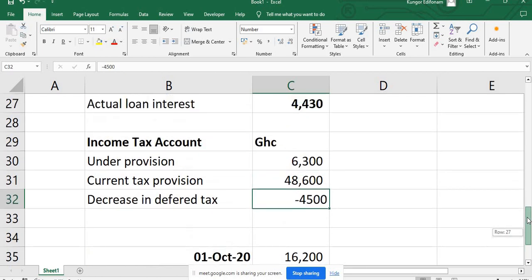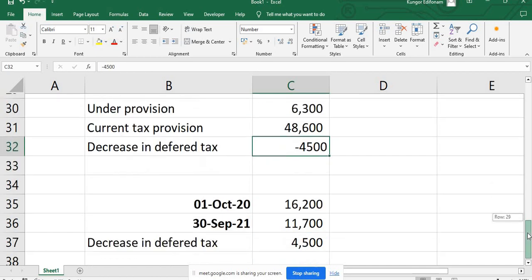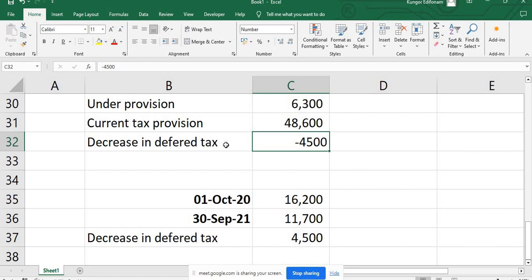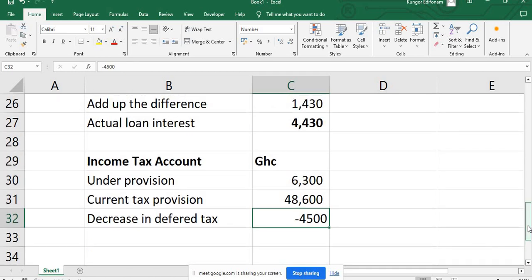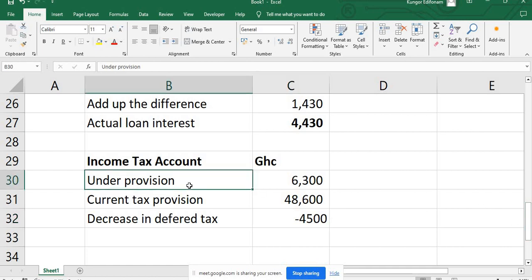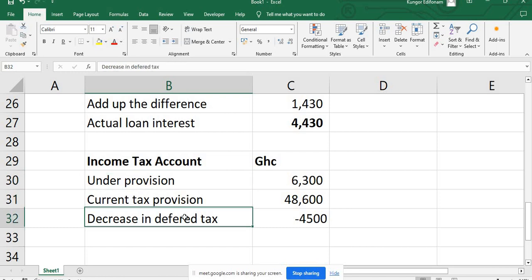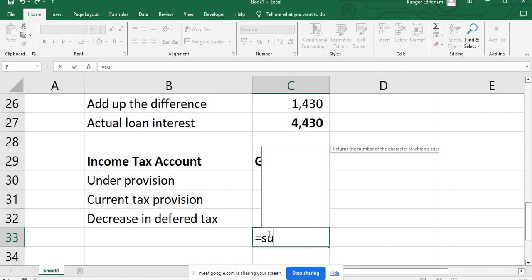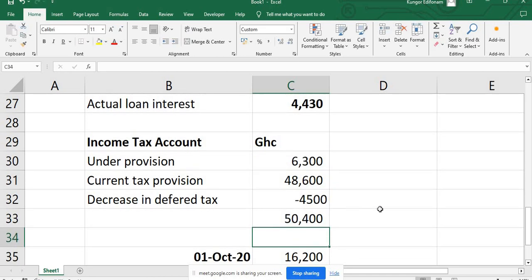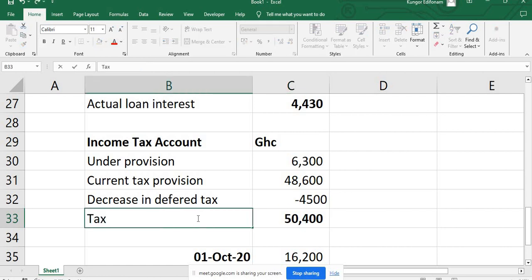Since it's a decrease, it should reduce our tax expense. But if it was an increase, it would have also increased our tax expense. So which means that a tax expense has a component of under or over provision. It has a component of current tax provision, and also movement in deferred tax. All these are spelled out in IAS 12, accounting for income tax. So now we find the sum of it. The sum of it is 50,400. So that would be the tax expense for the year.